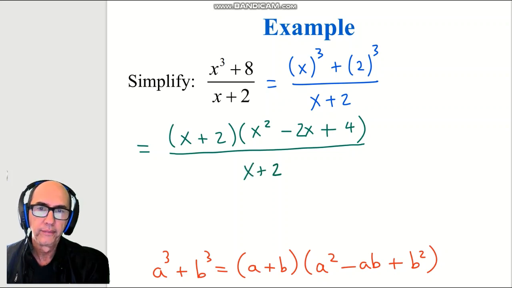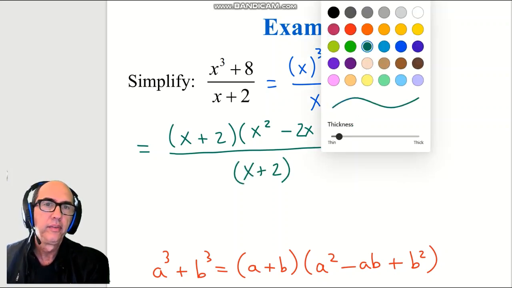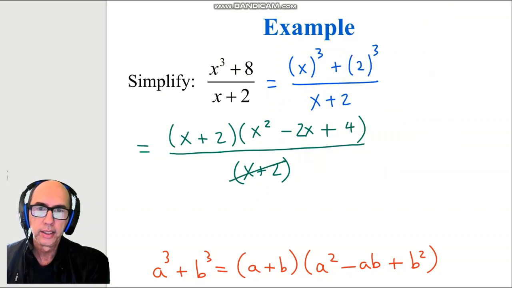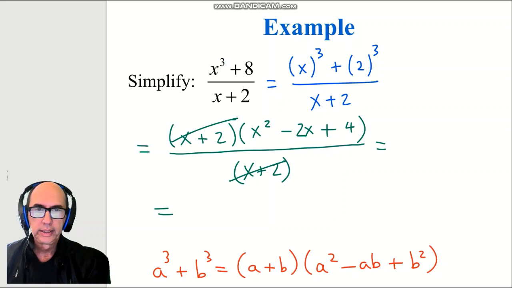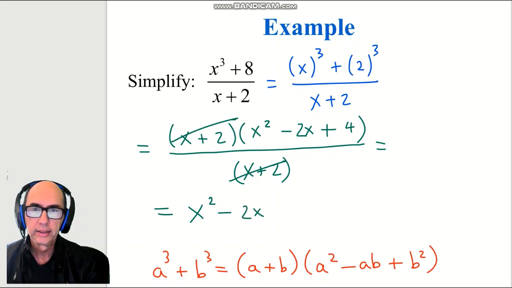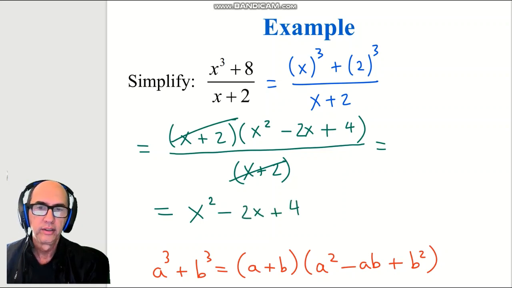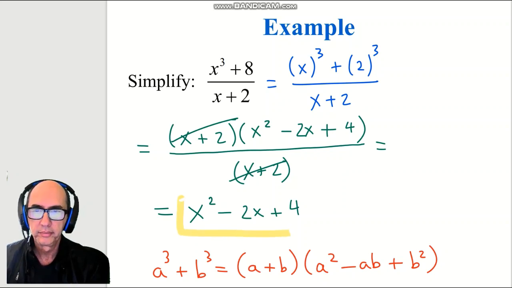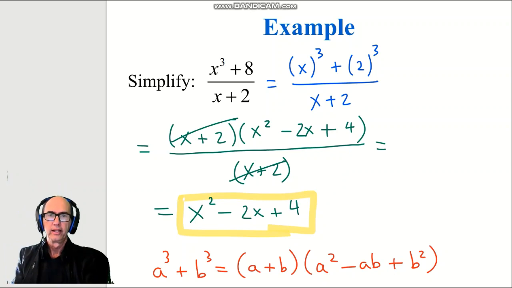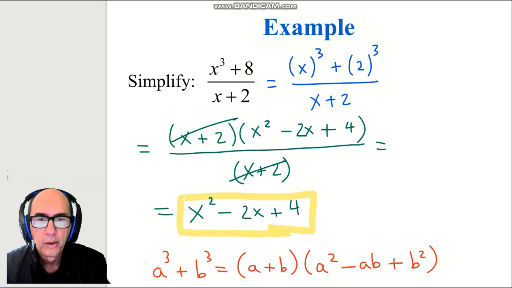x plus 2. And now we have the same factor x plus 2 and x plus 2 to cancel out. The simplest expression that results from x cubed plus 8 over x plus 2 is x squared minus 2x plus 4. That's going to be the final answer. All right, next.